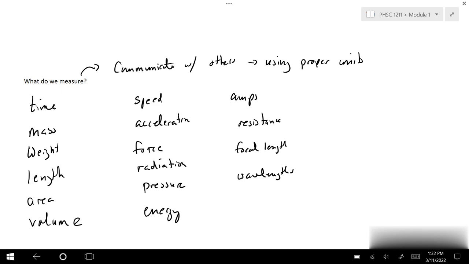So in the next video, what we're going to actually go through and look at are the units that we would use to describe these measurements. So what unit do we use to describe time? What unit do we use to describe force? What unit do we use to describe amps? That type of thing. So in the next video, we'll go through and really focus on the units.